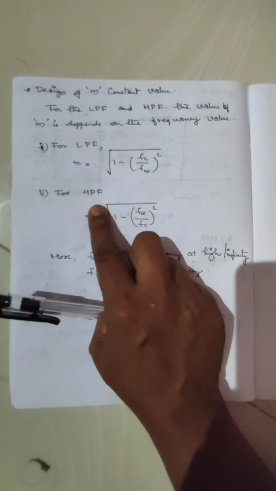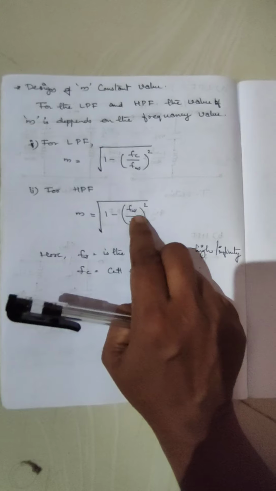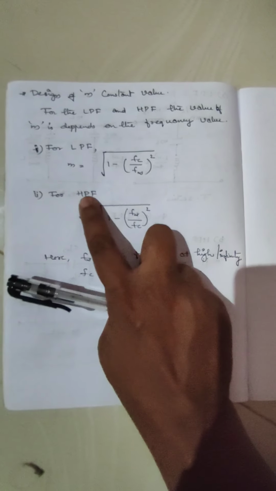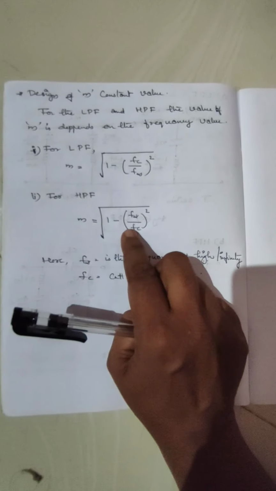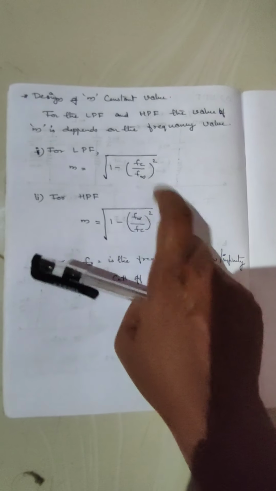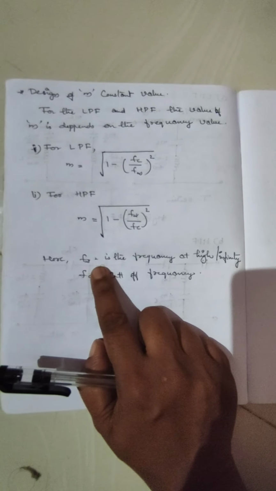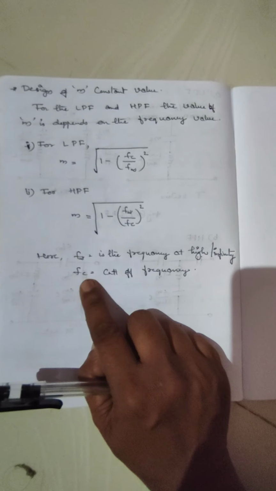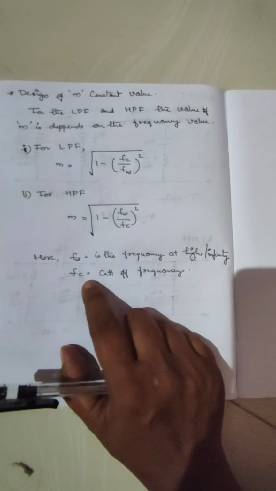For the case of high pass filter, the m value will become root of 1 minus f infinity divided by fc the whole square. So within these two equations we have the f infinity term. f infinity means the frequency at infinity, and fc means the frequency at cutoff, that means it is the cutoff frequency.